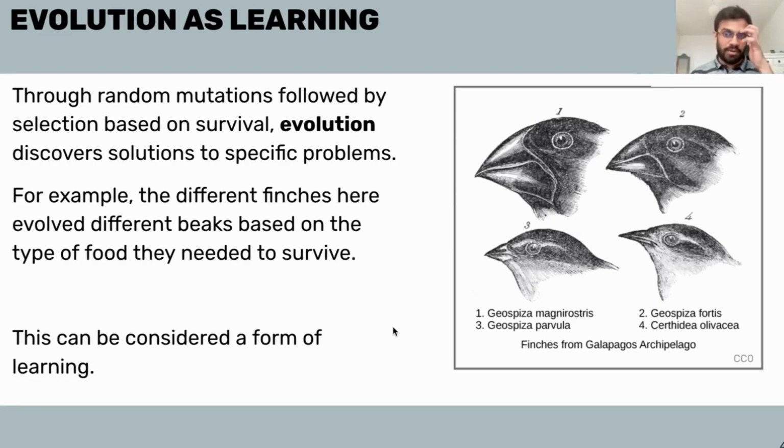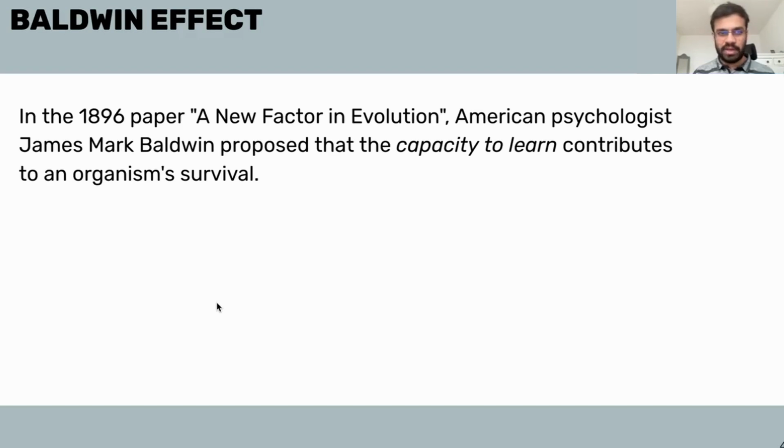This can be considered a form of learning. I mean, the beak was not learned during the lifetime of the bird, but it's something that was instantiated into the bird because, as a species, that's important. That's the prior, something like the base weights in this case. This is known as the Baldwin effect, that learning to learn contributes to organism survival.